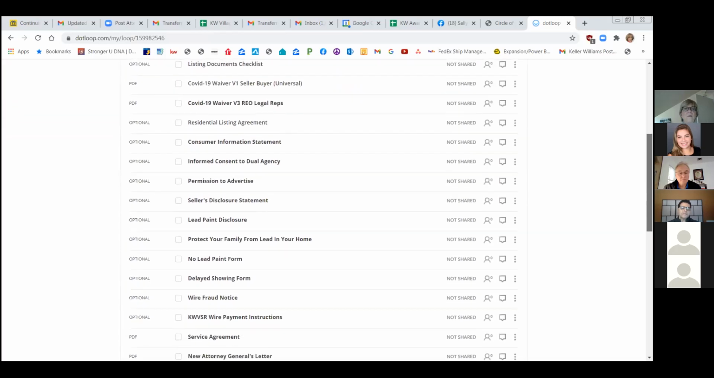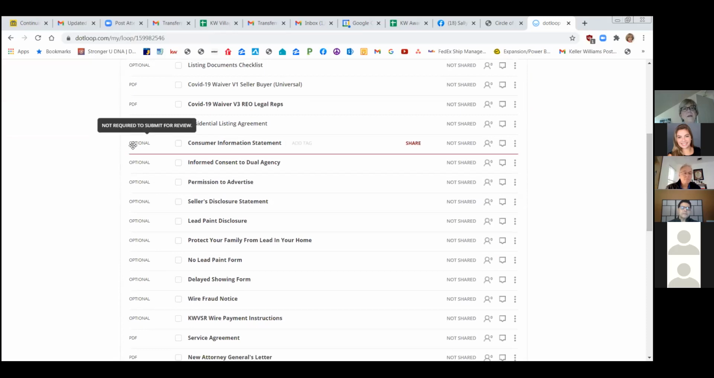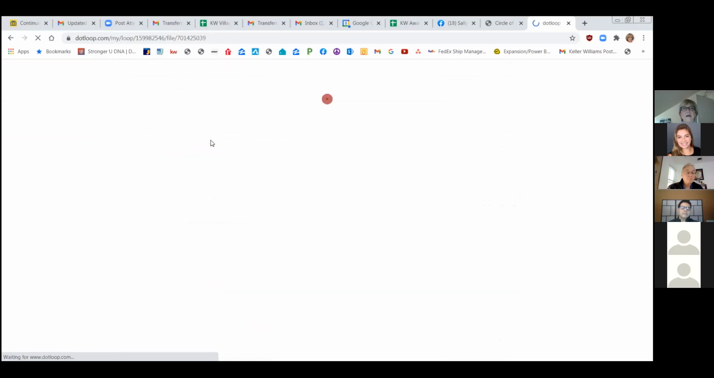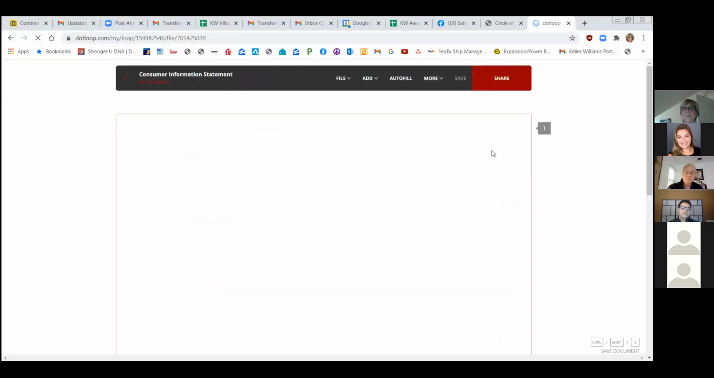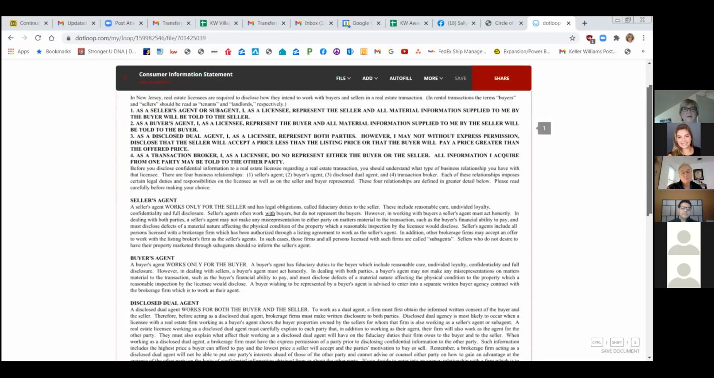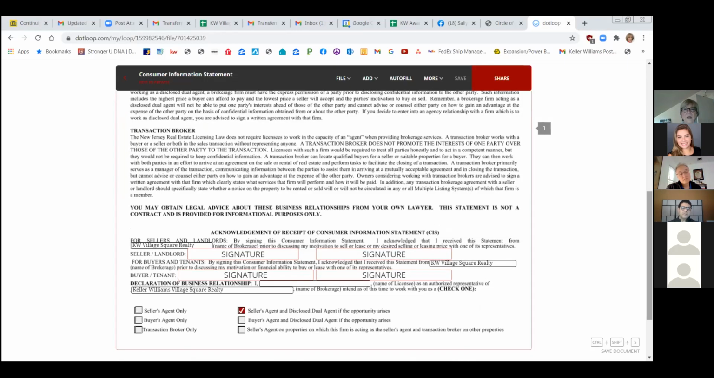Okay. The consumer, some of these say optional next to them. They are not optional. The consumer information statement is a required document. It's required by the state of New Jersey. You're going to fill in your sellers' names here, and then your name down at the bottom. It is auto-filled with Keller Williams Village Square Realty, and it is auto-checked seller's agent and disclosed dual agent if the opportunity arises.